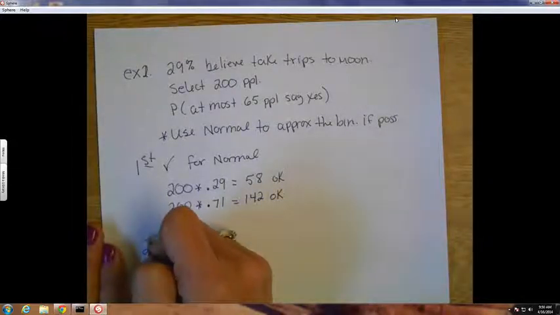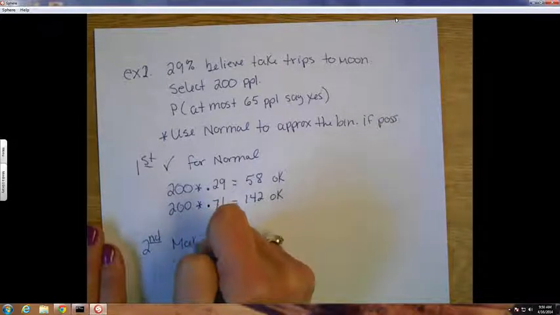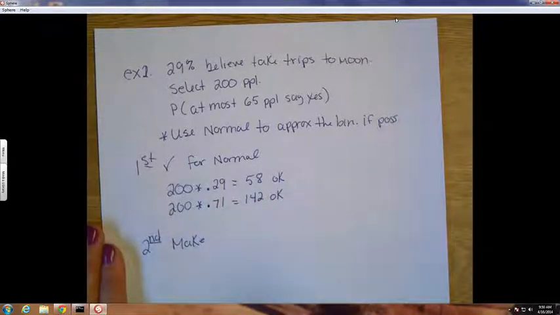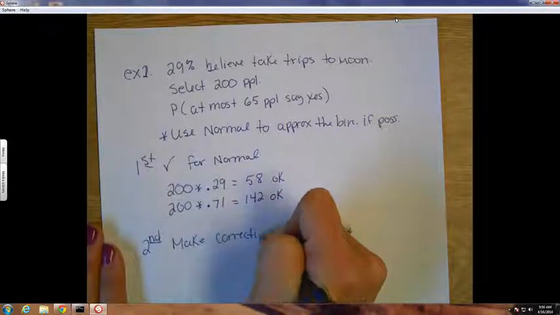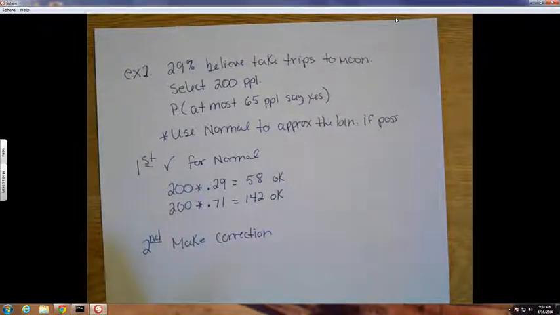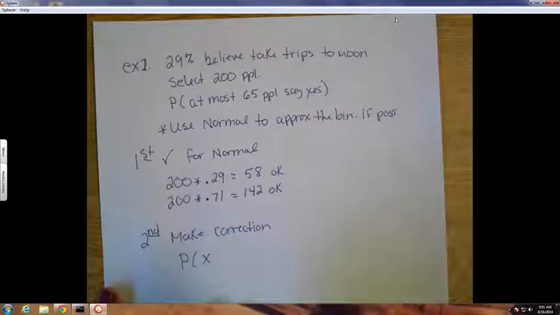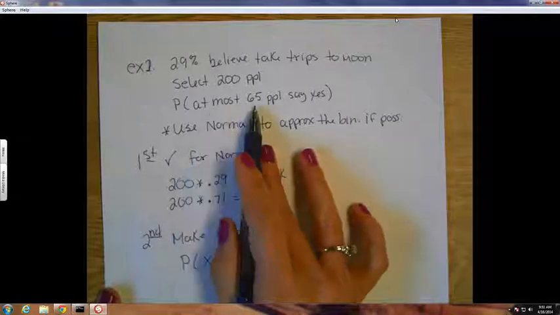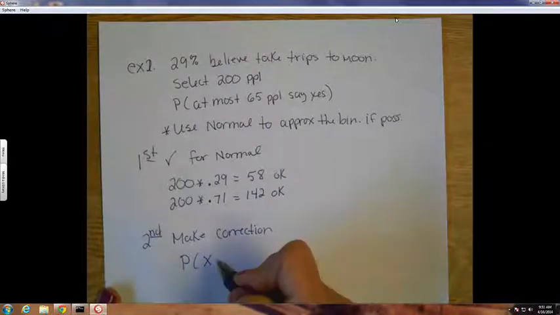Our second step is to make the correction for continuity. That's doing that 1/2 business. You got to change your number. Oh, not yet. That was just a check. We're going to do it in the third step. Okay, I first have to rewrite my probability question. What is it asking me for? How many successes? X is, if it's at most 65. How would you rewrite that? Less than or equal to 65.